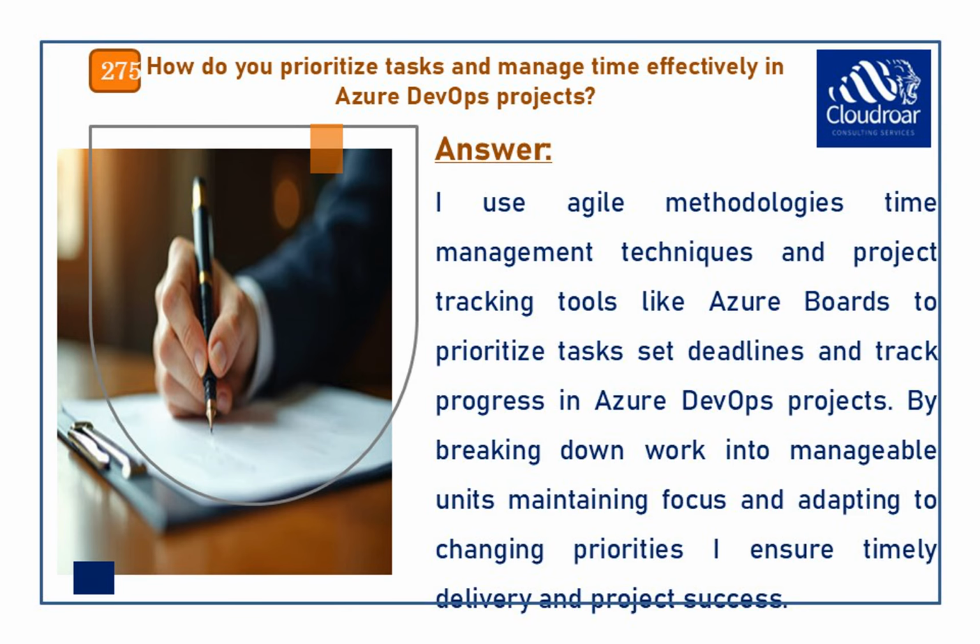Question 275. How do you prioritize tasks and manage time effectively in Azure DevOps projects? I use agile methodologies, time management techniques, and project tracking tools like Azure Boards to prioritize tasks, set deadlines, and track progress in Azure DevOps projects. By breaking down work into manageable units, maintaining focus, and adapting to changing priorities, I ensure timely delivery and project success.